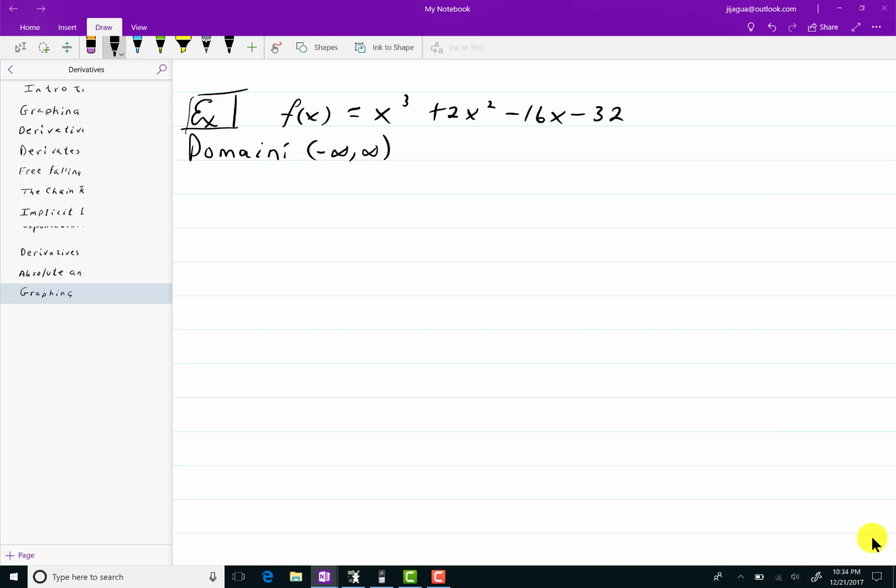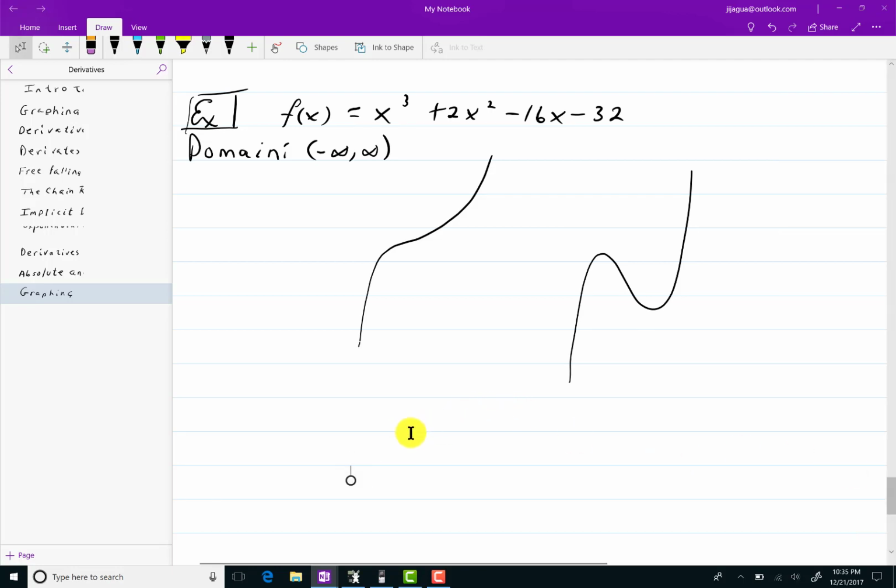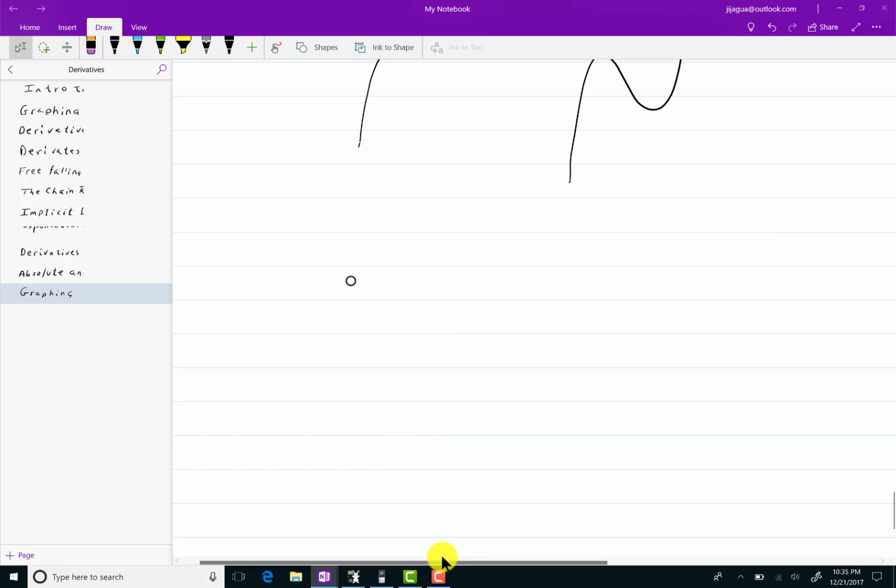This graph is either going to do this, where it has no local max or mins, or it's going to do something like this. I already know it's going to be one of these two, so at least I'll know what it looks like when it's supposed to be done. After the domain, we usually do the intercepts, so let's do that. I usually do the x-intercepts first.